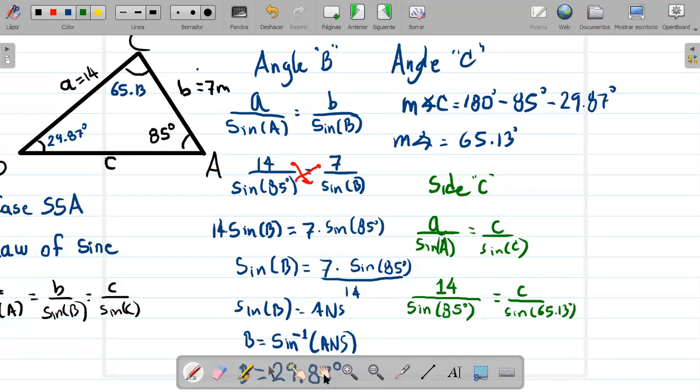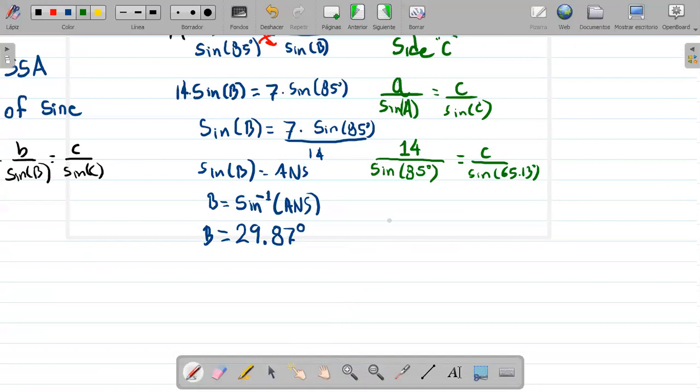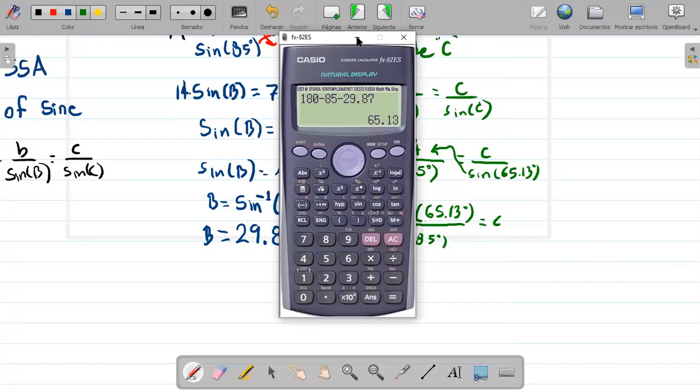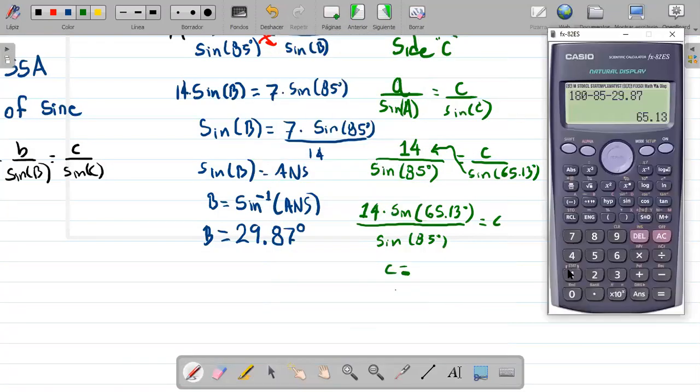Of course, all we have to do now is solve for C, very easy, very quickly. If you want to apply the cross-product property, do it, no problem. You're going to pass this sine of 65.13 to the other side, multiplying with the 14, and that's going to be easier and better to get it very quickly. Of course, you're going to have a result. You can tell me what's the result you get. We're going to do it on the calculator, but I want your participation. So what's the result?